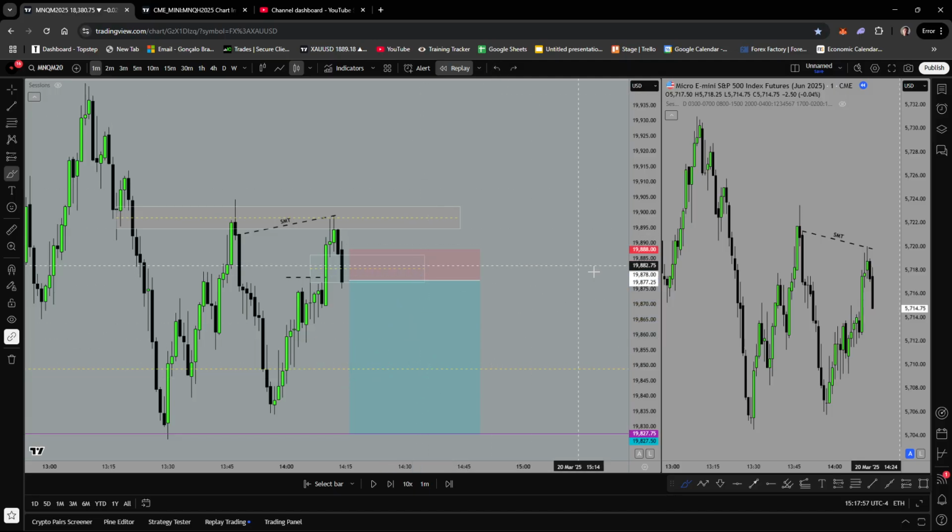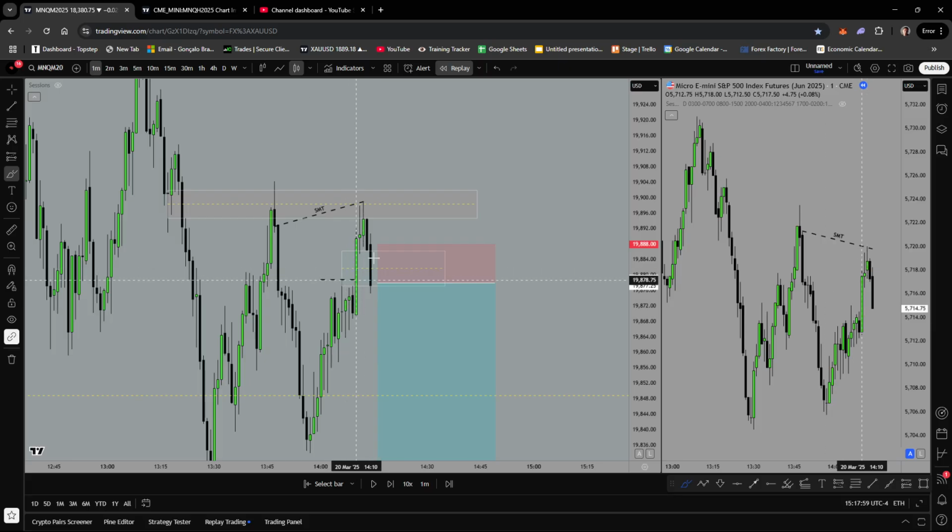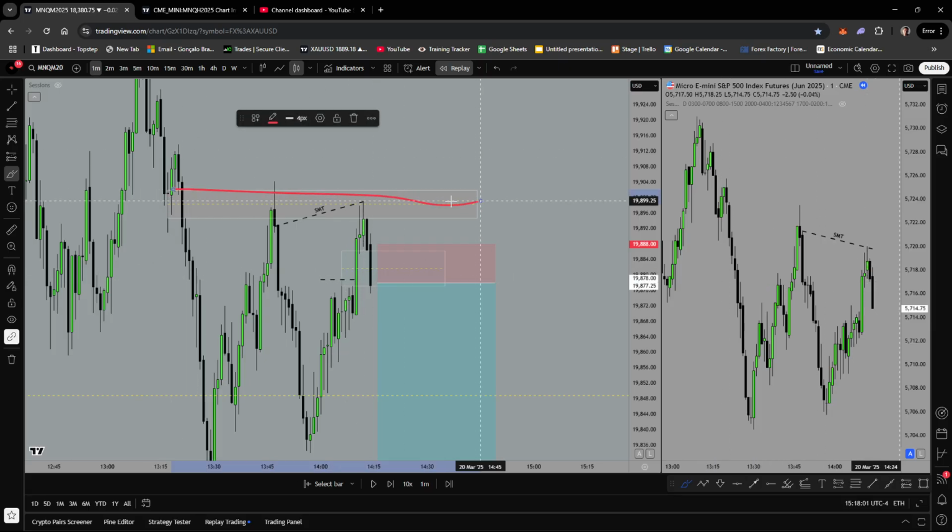Step two, we need to make sure after sweeping the high, we are respecting a bearish gap. Okay, which we see here. Look to the left. This is a fair value gap.